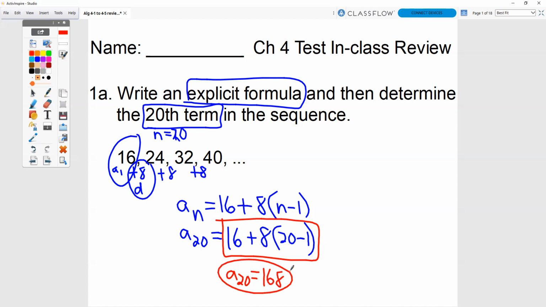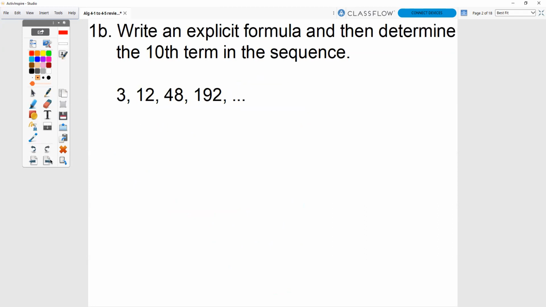Again, you have to do both the explicit formula and the 20th term. Remember, with your explicit formula, it is a sub n equals, and you have an n here. That explicit formula will tell you any numbered term that you want. You can figure out the 100th term, the 1000th term, the 500th term. So you want a sub n equals, and you want an n right here, because you could put in any term number there.